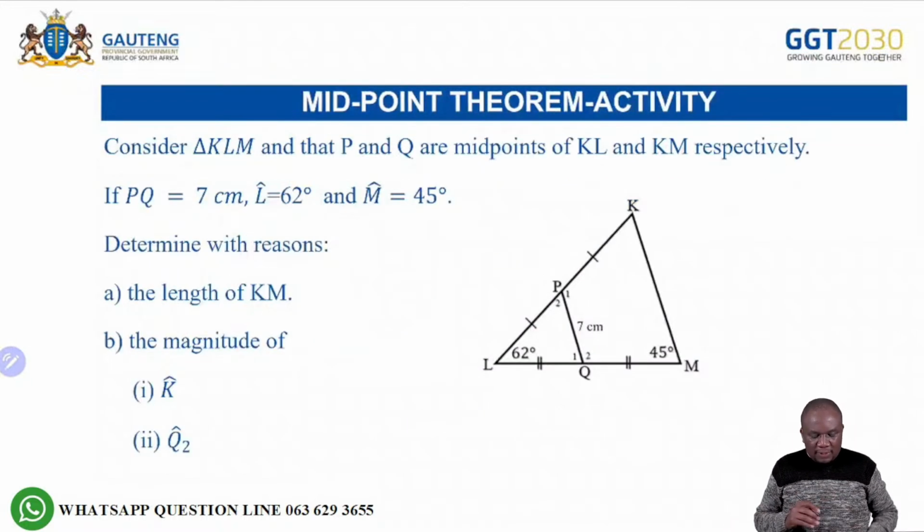Right, we're doing this one. I read the information. So determine with reasons the length of KM, the magnitude of angle K, and then the magnitude of angle Q2. Let's do this in 5 minutes. Let's try.